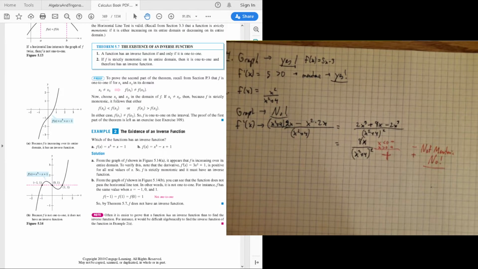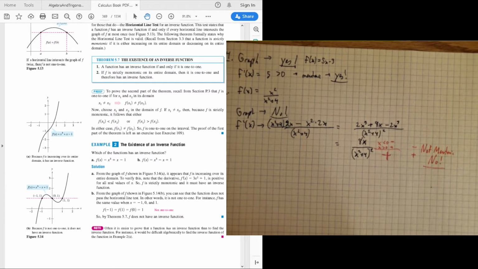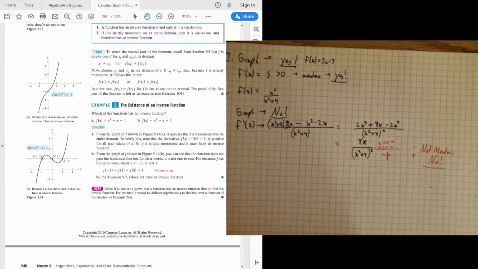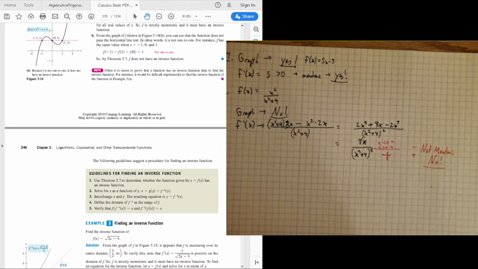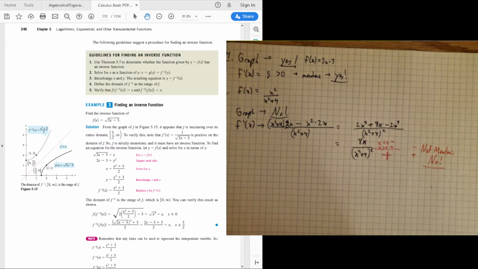We've talked about now how to show it exists, proving it 2 different ways. This example in the text is really helpful for that. Let's go ahead and continue here with the guidelines for finding an inverse. This is one of the best things you can do. You notice that it basically walks through what we did on the first 5 examples.